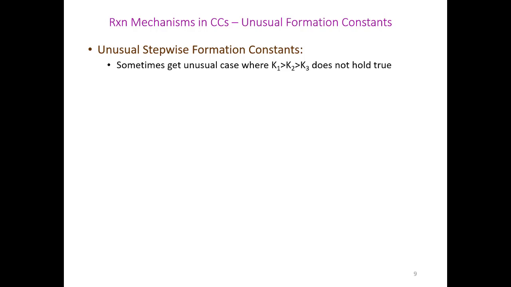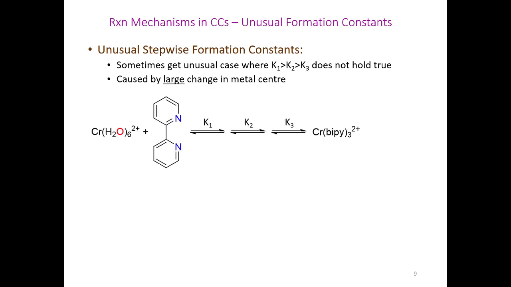Every once in a while, however, you'll get an unusual case where K1 is greater than K2 is greater than K3, etc., is not the case. So sometimes there are exceptions to that general rule. This is often caused by a large change in the metal center, so that can be electronic and/or structural. An example of this would be the substitution of hexaaquachromium(II) with 3 bipyridine ligands. If you look at the stepwise formation constants, K1 is actually smaller than K2, which is significantly greater than K3. And it would be really good practice to try drawing the lambda and delta versions of tris(bipyridine)chromium(II).